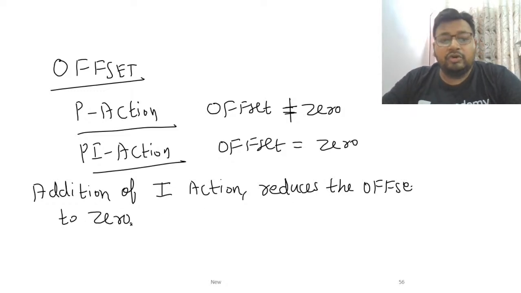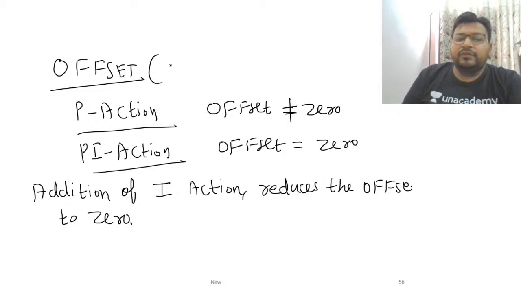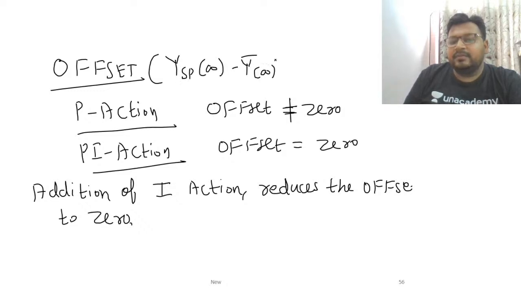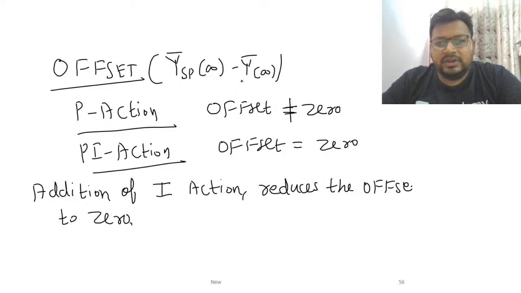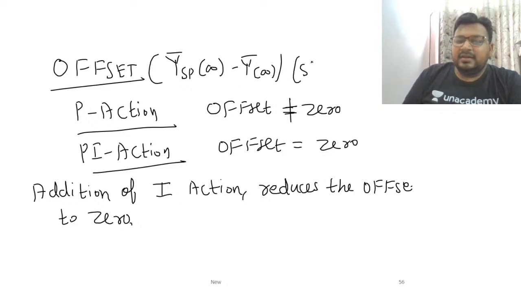And guys, those who don't know about the offset, let me tell you what offset is. Offset is the value of the set point at infinite time minus the value of the response at infinite time. That means Y_SP infinite minus Y bar infinite. So this is the set point and this is the response. Or in short, I can say it is the steady state error. It is also known as steady state error.